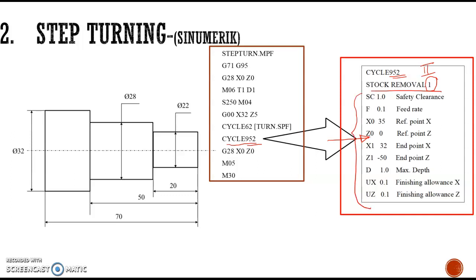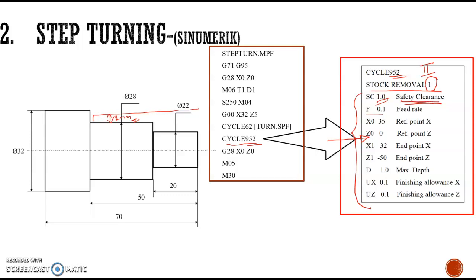First one is SC, meaning safety clearance. Some safety clearance should be given, that is 1 mm, which is the common value. Safety clearance means at what distance the tool should come and stop safely. So 1 mm safety clearance is always taken. Whenever the tool comes to this position and has to go back to the initial position, looping is there, so it always maintains this 1 mm gap with the finished surface. That is what this line means.